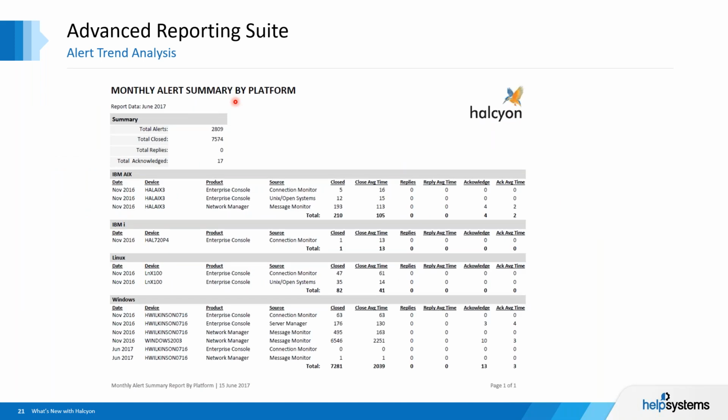Here's another example here. This is what we've labeled a monthly alert summary, again by platform. And again, these could be grouped in any way, shape, or form. These could be customers.